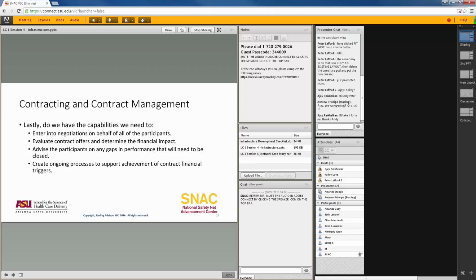These are skilled or experienced people that can enter into negotiations on behalf of all participants. They can evaluate contract offers and help each member of the network determine its financial impact. They'll assist in closing gaps in performance that lead to better payment terms and better health outcomes, and then create ongoing processes to support overall achievement of the contract's financial triggers. So making sure that we have a long-term plan for how to maximize the value of those contracts to really draw down as much financial resources as possible to serve the patients that the network members serve.